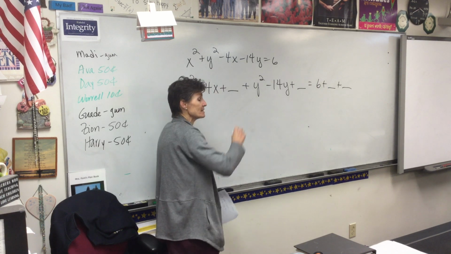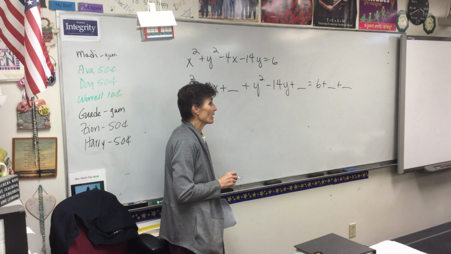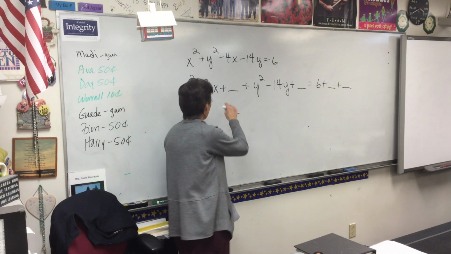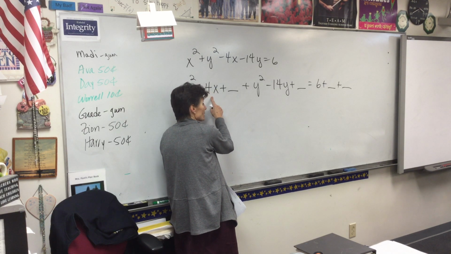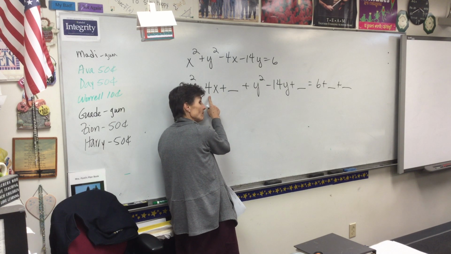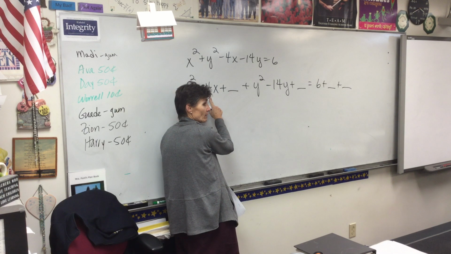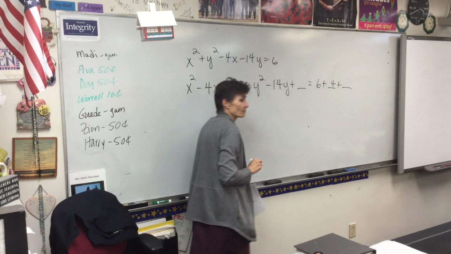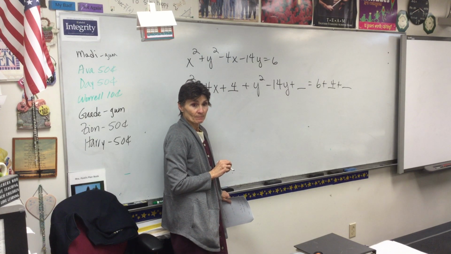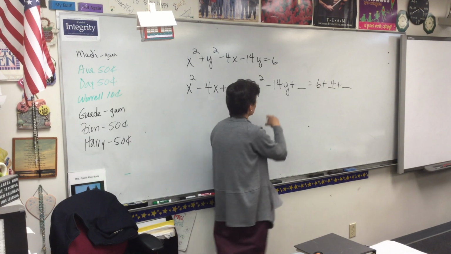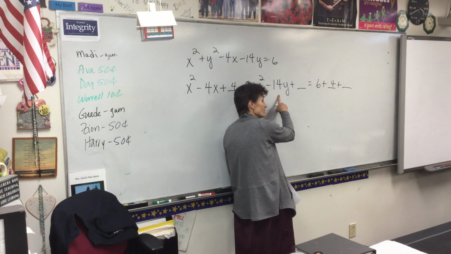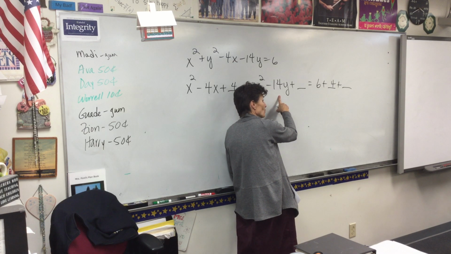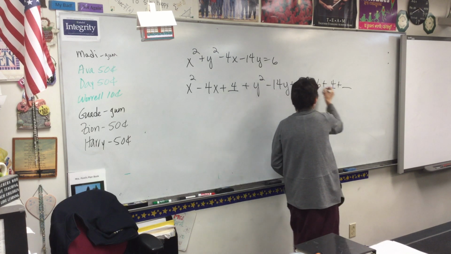Now, what happens next? I complete the square, and that means I look at the plain X and do what with it? No, I don't take the square root of it. I take half of it and square it. So half of 4 is 2, squared is 4. Make sure you add it to both sides. Okay? Now, do the same thing with the Y's. Half of 14 is 7, and 7 squared is 49. Both sides.